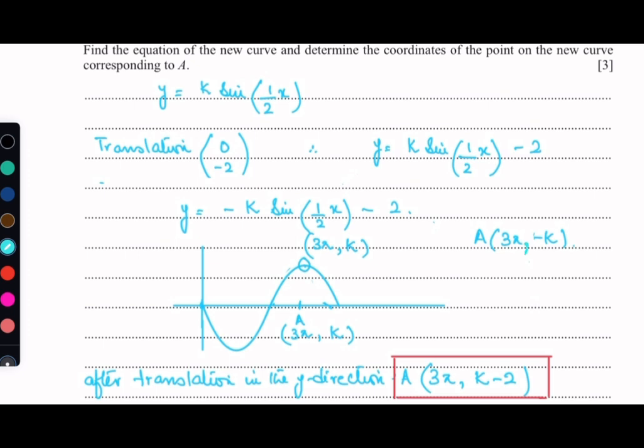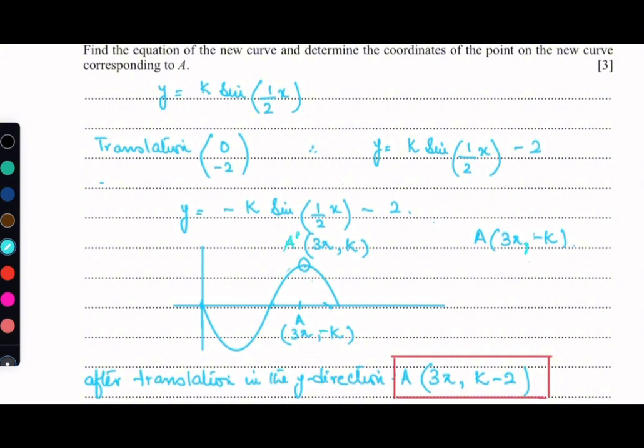So with 3 pi and minus k, if I just translate it downwards by 2 units, then this means it should be minus k minus 2. And then I should also be reflecting it in the x-axis. If I reflect 3 pi and minus k in the x-axis, it becomes 3 pi and a positive k. So the reflection point is 3 pi and k for A prime, after the reflection in the x-axis.